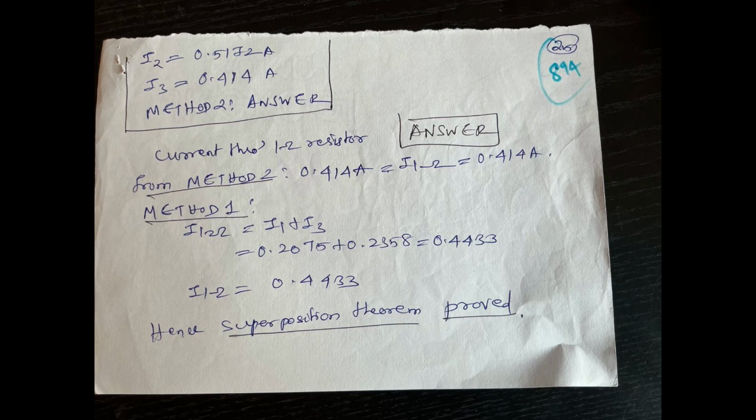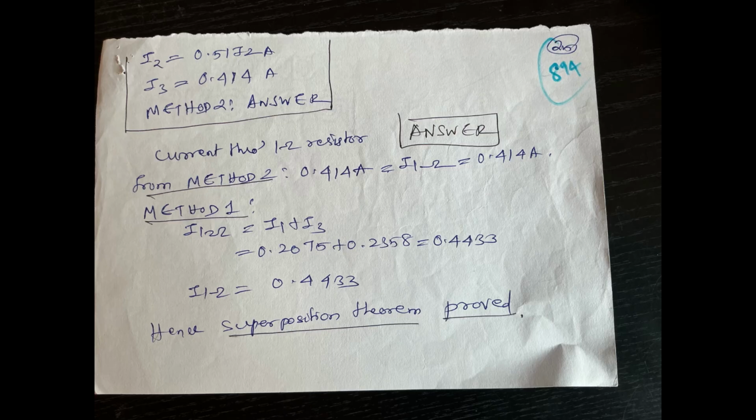In method 1 and method 2, the answer for the current through the 1 ohm resistor is the same. So hence the superposition theorem is proved. The question asks for the current through the 1 ohm resistor using the superposition theorem, and we find the same answer from the 1 ohm current value. So hence the superposition theorem is proved.